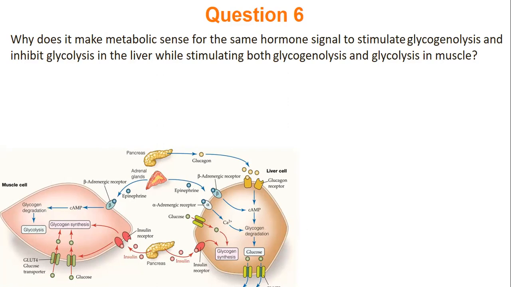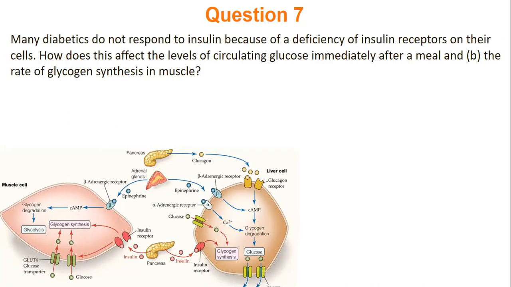And our last question. So many diabetics do not respond to insulin because they have a deficiency in insulin receptors on their cells. They just can't see it. So how does this affect the level of circulating glucose immediately after a meal and the rate of glycogen synthesis in the muscle? All right.